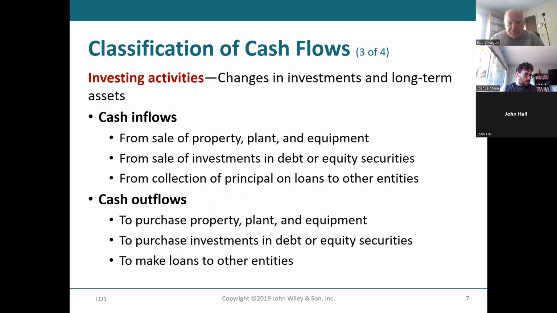Classification of cash flows, changes in investments and long-term assets. Cash inflows, investment. If you sell property, plant, and equipment, for example, you bought a company car for your sales manager, and she drove it for like 5 years, and now the car has got 200,000 miles on it, and you decide to sell it, that would be a cash inflow that would go under investing. Or if you bought stock or a bond in another company and sold it, that would be cash inflow from an investment, okay? Cash outflows would be to buy those different investments and equipment.